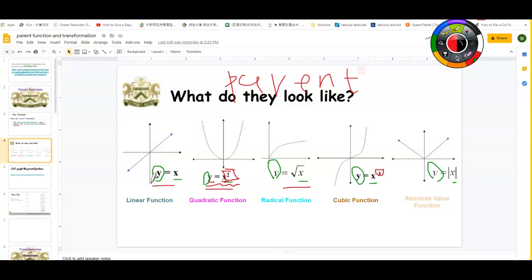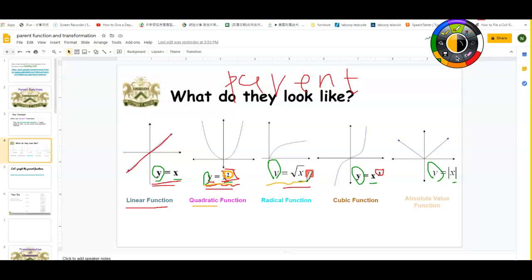Okay? So for the equation y equals x, the picture of it is a straight line going through 0, 0. And this equation is called a linear equation or linear function. Okay? So for the second one, y equals x squared, the corresponding graph is a parabola going through 0, 0. And this function or equation is called a quadratic equation because it is y equals x squared. And when you see the square, you know it is quadratic.